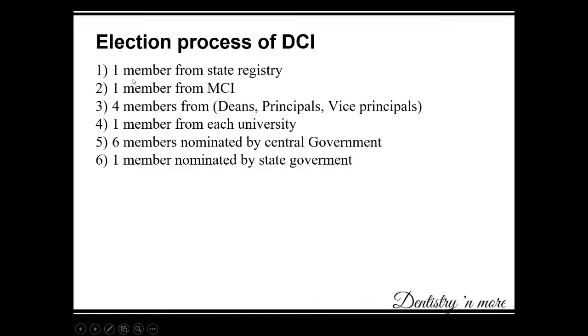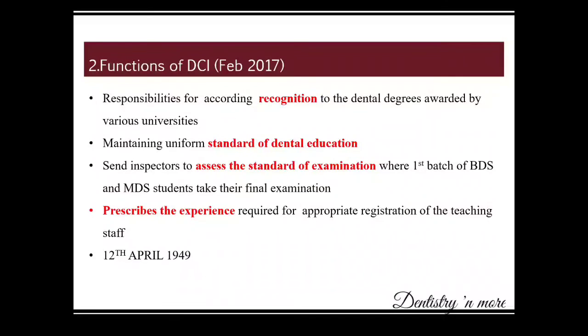That is, there will be 1 member from every state, that is State Registry of Part A. Then 1 member from Medical Council of India. 4 members will be selected from the group of deans, principals and vice principals of the dental colleges of our country. Then 1 member from each university, and 6 members nominated by the central government and 1 by the state government. So all these members constitute the Dental Council of India. So functions we already saw, so we need to write about this part and the function part as a short note answer for the question of Dental Council of India.